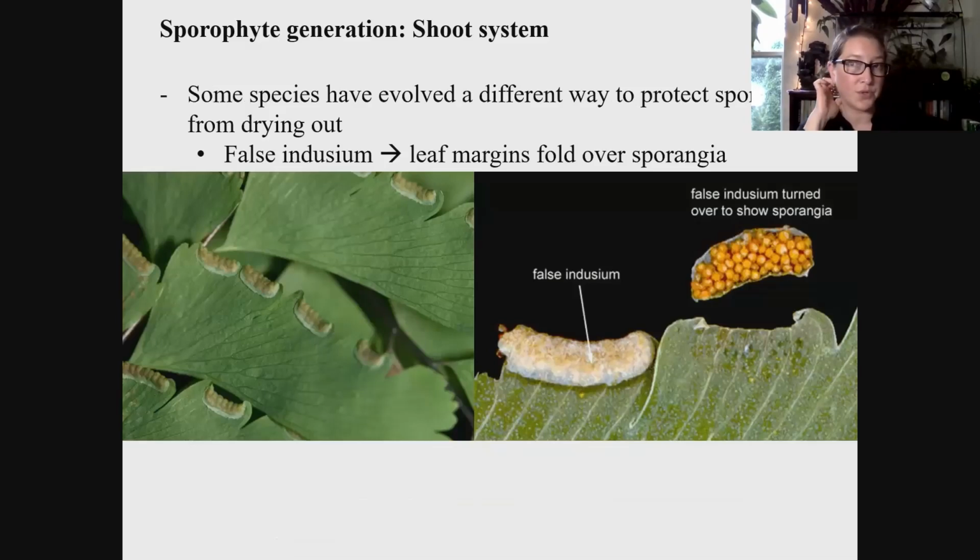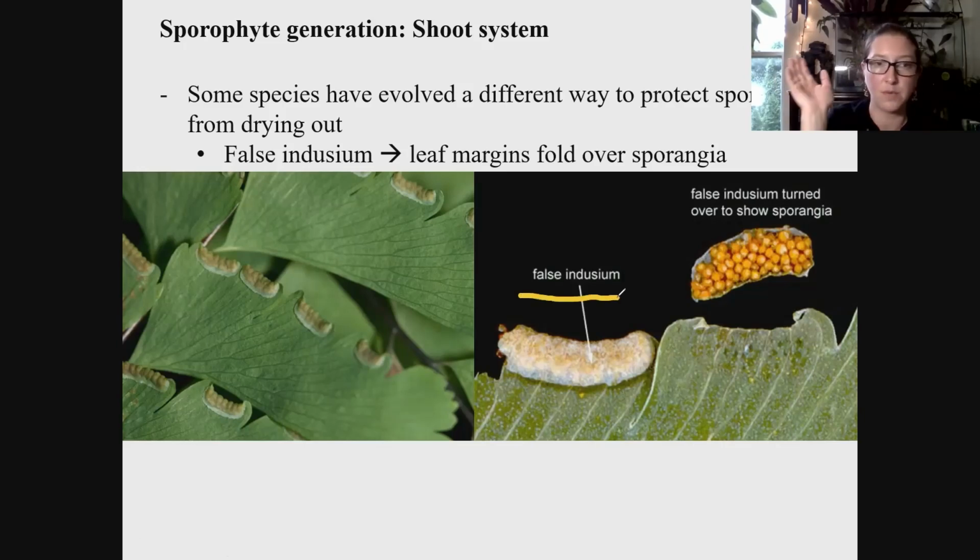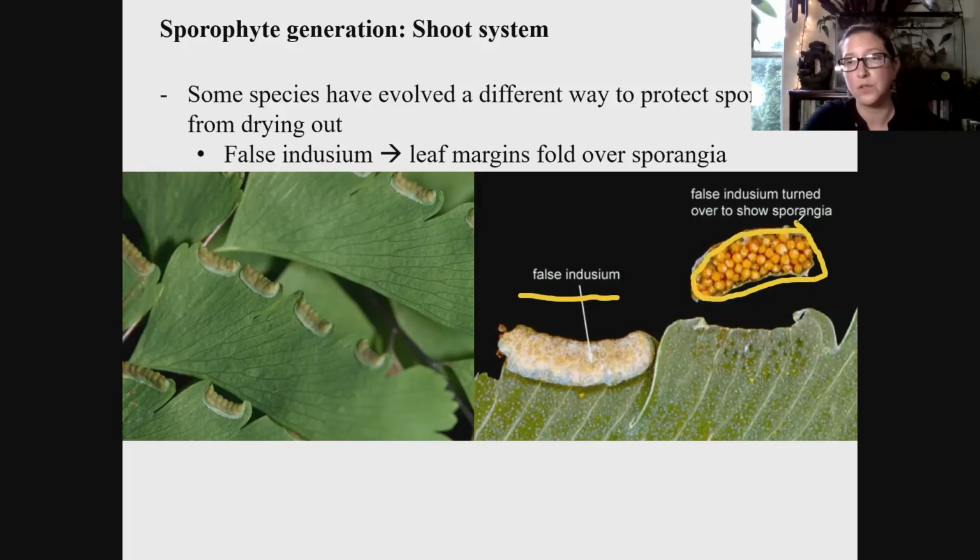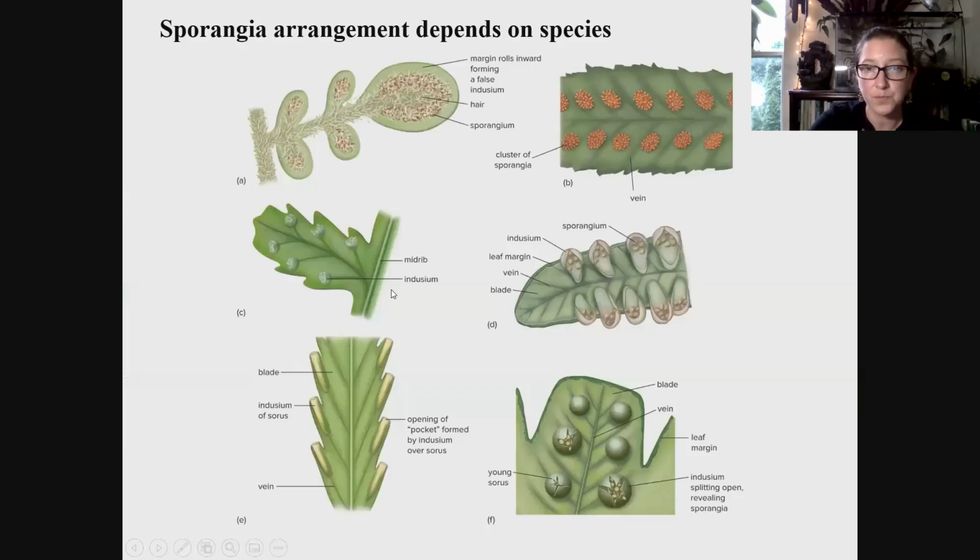Some species don't have an indusium. Instead, they've evolved to have a false indusium, which is just when the edges of a leaf fold over and protect the sporangia. And that's what's showing you here. So this is not a true indusium. This is a false indusium because it's just the edges of the leaf that are curling over, but they're curling over the sporangia. So they're still serving the same purpose by keeping them from drastic changes in humidity.